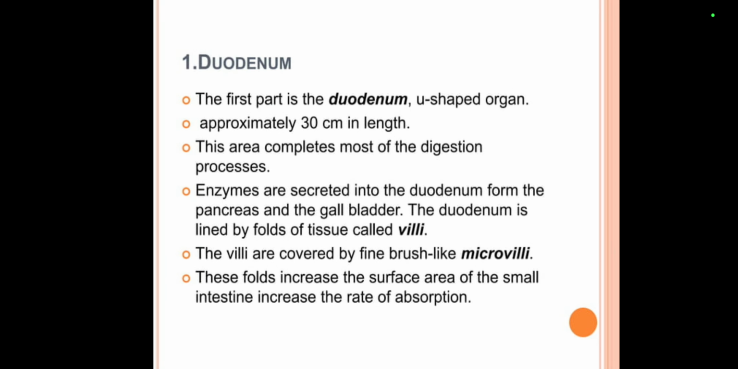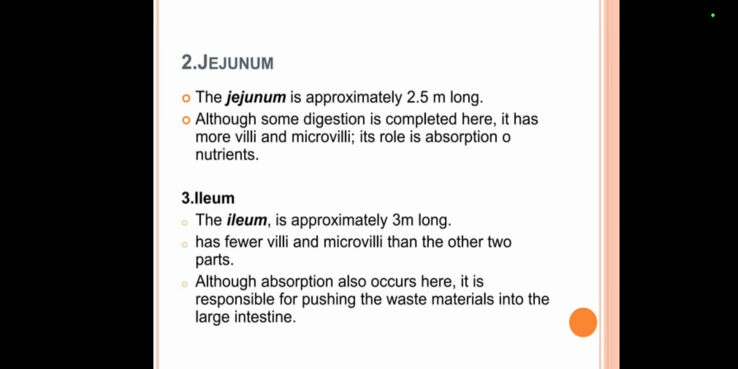So as we know, villi and microvilli is particularly a tissue or surface lining of the duodenum. It is a fold. Okay? So now, what is the major function of jejunum?